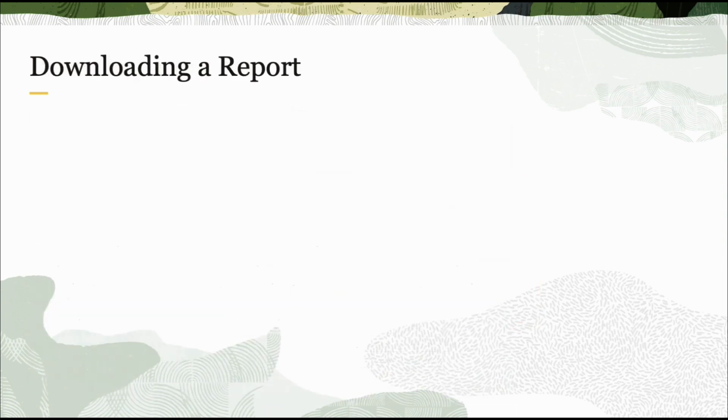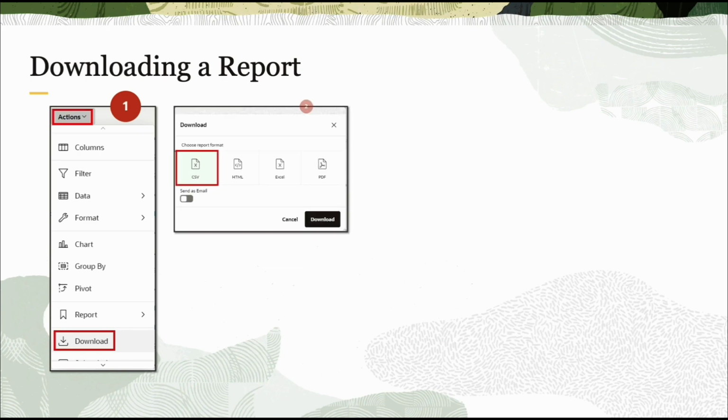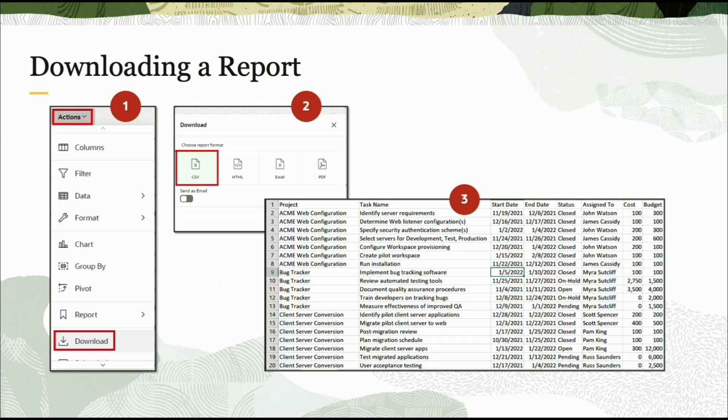End users can also download an interactive report by selecting the download option available under the Actions menu. When you click on the download option, the download dialog appears. Here you can select the report format in which you want to download and click on download to download the report to your local device.